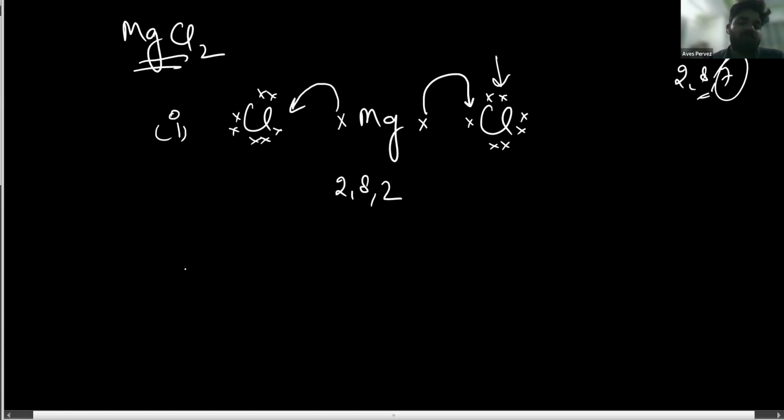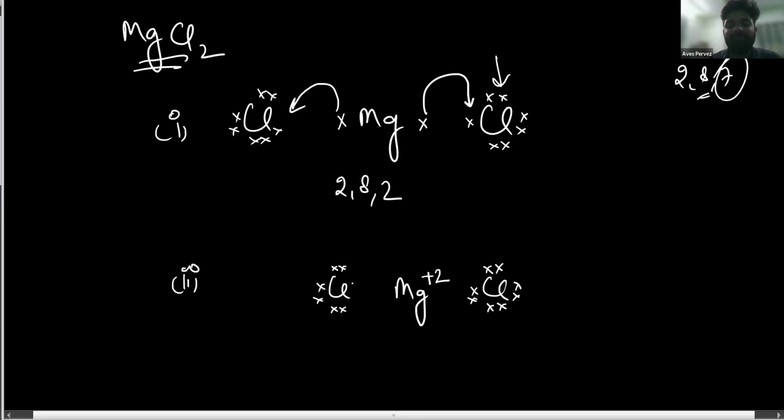Now this is the first step done. Now, moving to the second step. In the second step, this is donated, so it will become 2 positive. And these chloride atoms will gain 1 electron. So when it gains 1 electron, it will become what? 1 negative or 2 negative? Only 1 negative.